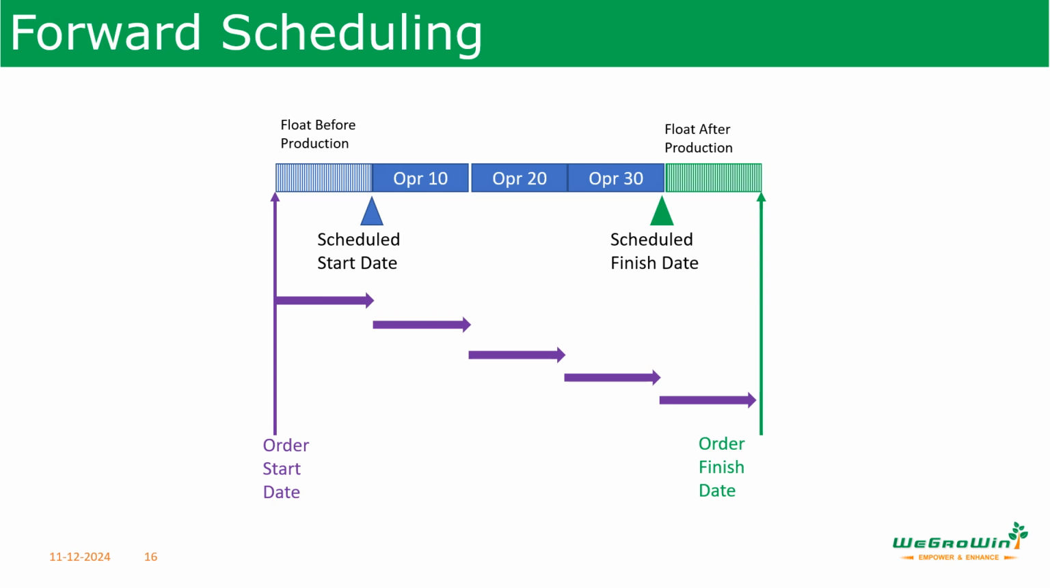So based on this, we have the scheduled start date. For each operation, there are timings which are planned forward, and then the scheduled finish date is arrived at. After considering float after production, we get the order finish date.